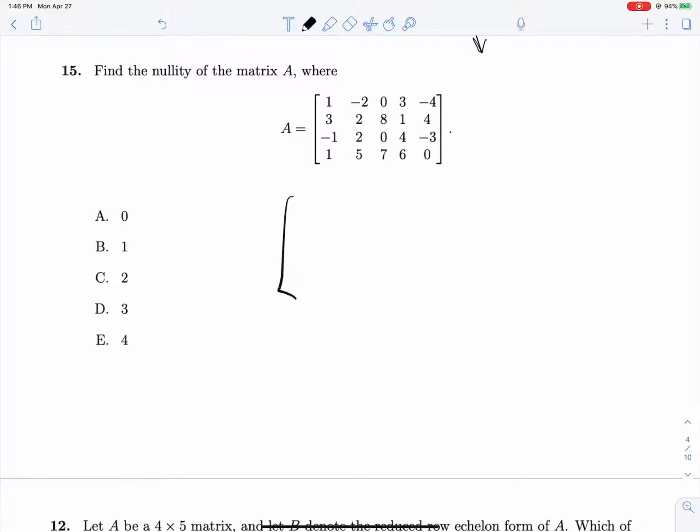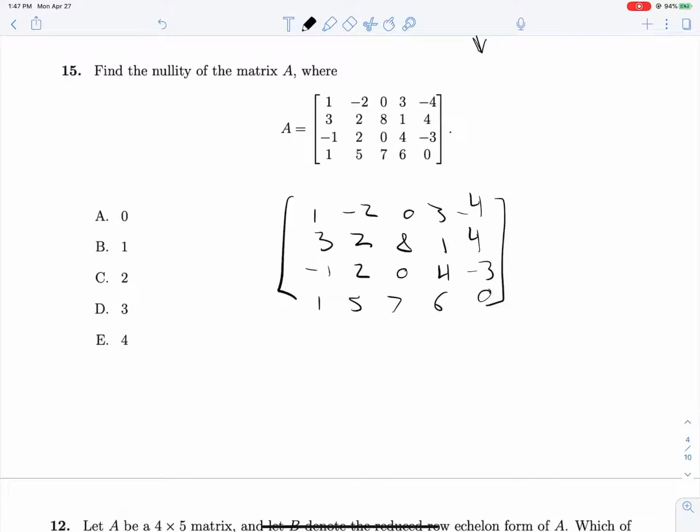So let's rewrite it and start row reducing. 1, negative 2, 0, 3, negative 4, 3, 2, 8, 1, 4, negative 1, 2, 0, 4, negative 3, and 1, 5, 7, 6, 0. Okay, let's add row 1 to row 3. That will give us a 0, a 0, a 7, and a negative 7. So we can make this a 1 and a negative 1.